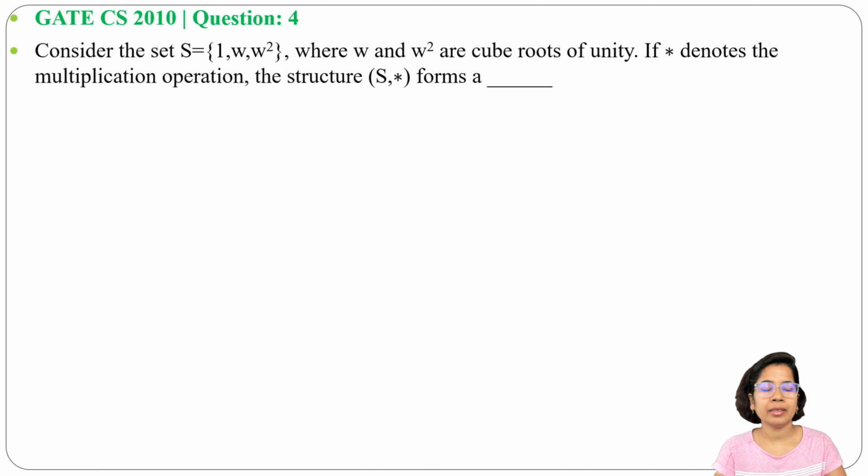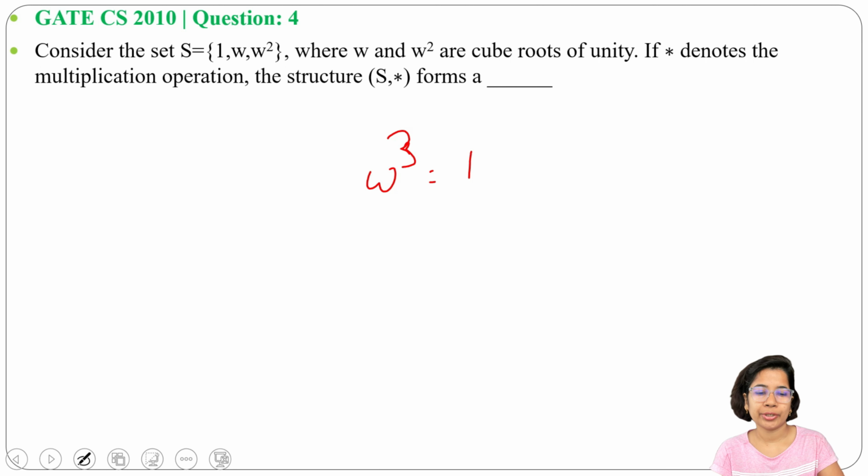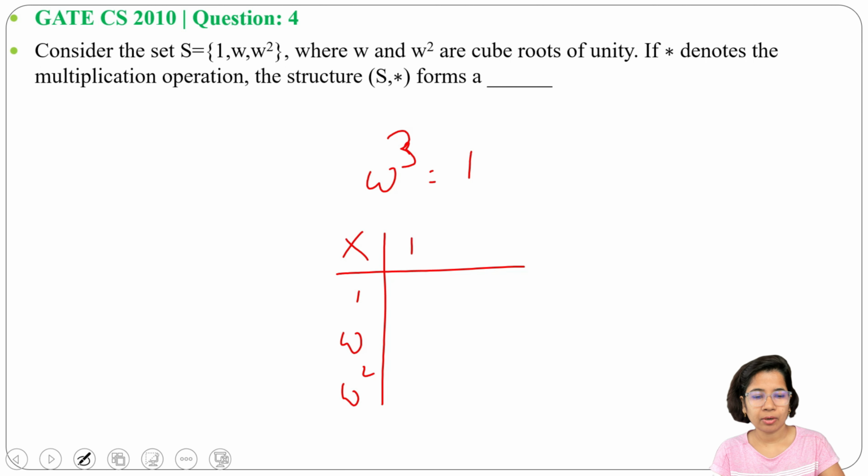Let's first create the composition table. Before creating the composition table, just remember w³ equals 1. We'll use this formula for creating the composition table. Now we'll write multiplication here: 1, w, w². At the top also 1, w, w².